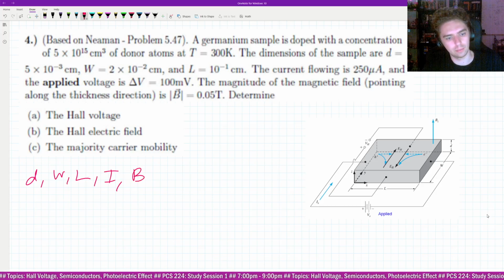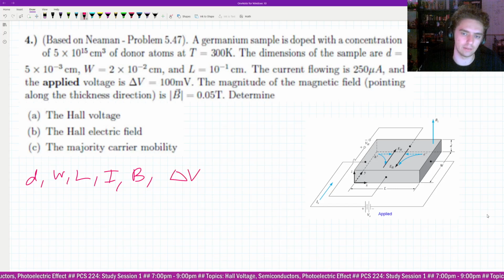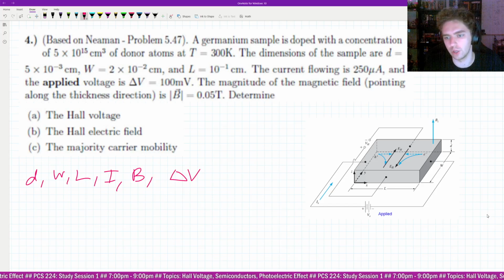We know everything about the magnetic field. And we know the actual delta V. Not delta VH, but delta V, which is the potential difference across these 2 nodes of the semiconductor. Not these 2 nodes, that's the Hall voltage. These 2 nodes of the semiconductor are the voltage that we know. We also know NO. Oh, never mind, we do know directly from the question. With a concentration of that many donor atoms, donor atoms means they are giving an electron, which means we have NO.